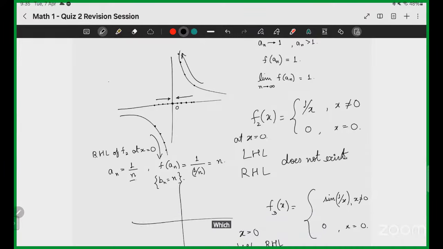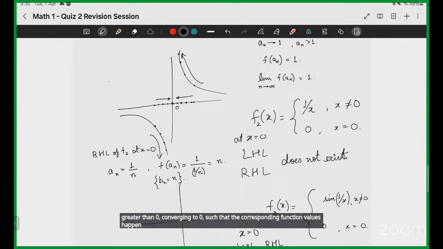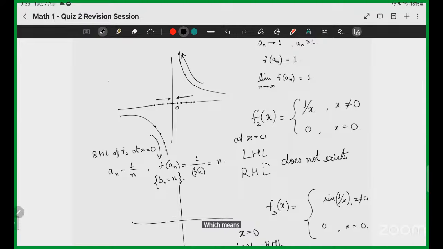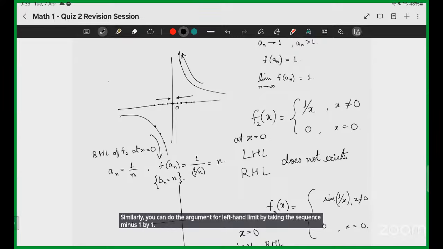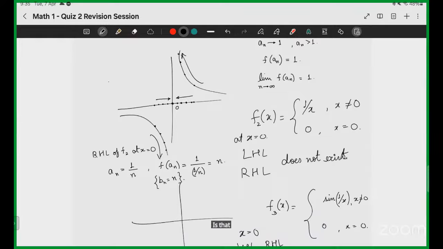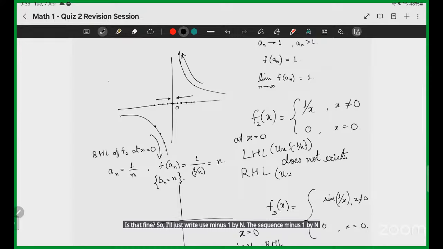which means that there is a sequence greater than 0 converging to 0 such that the corresponding function values happen to be a divergent sequence, which means that this right hand limit does not exist. Similarly, you can do the argument for the left hand limit by taking the sequence -1/n. Is that fine? So I'll just use -1/n, and for this, you use +1/n.